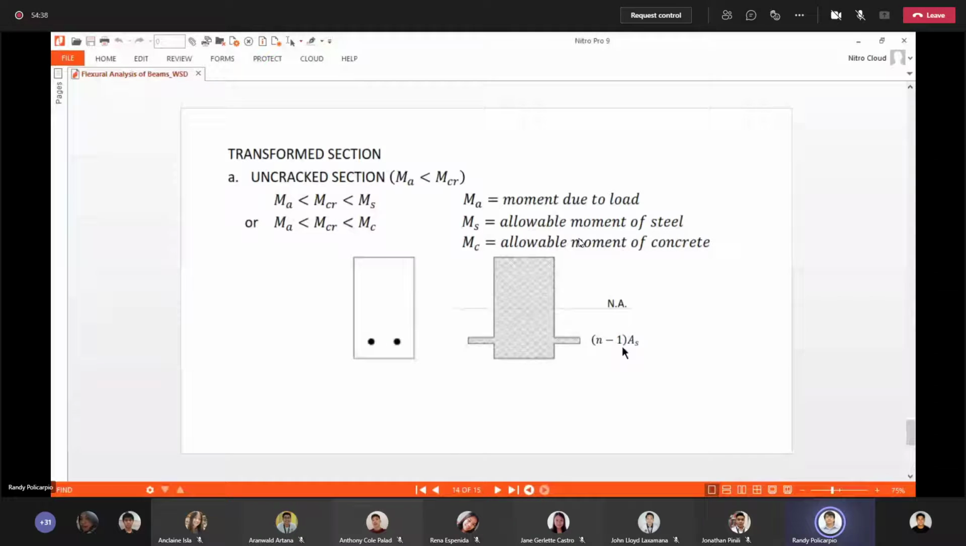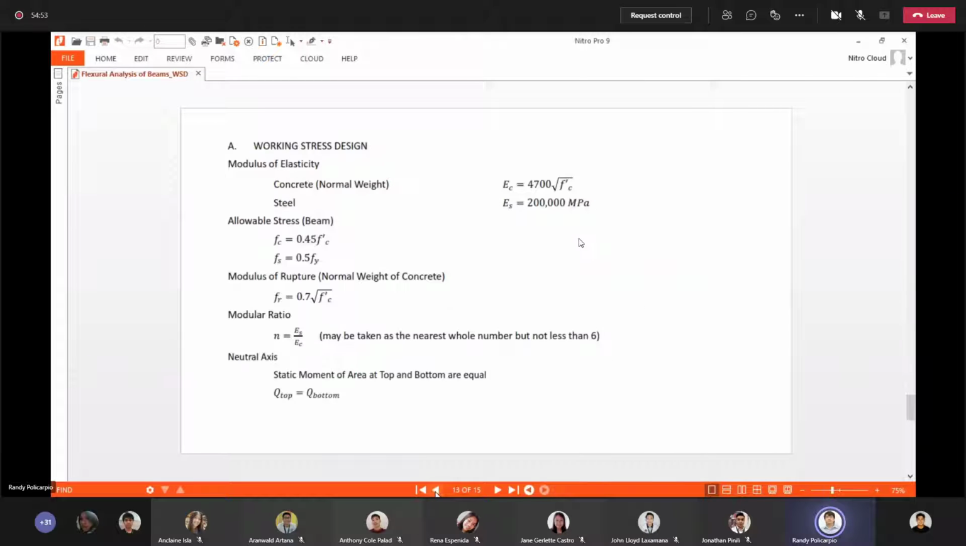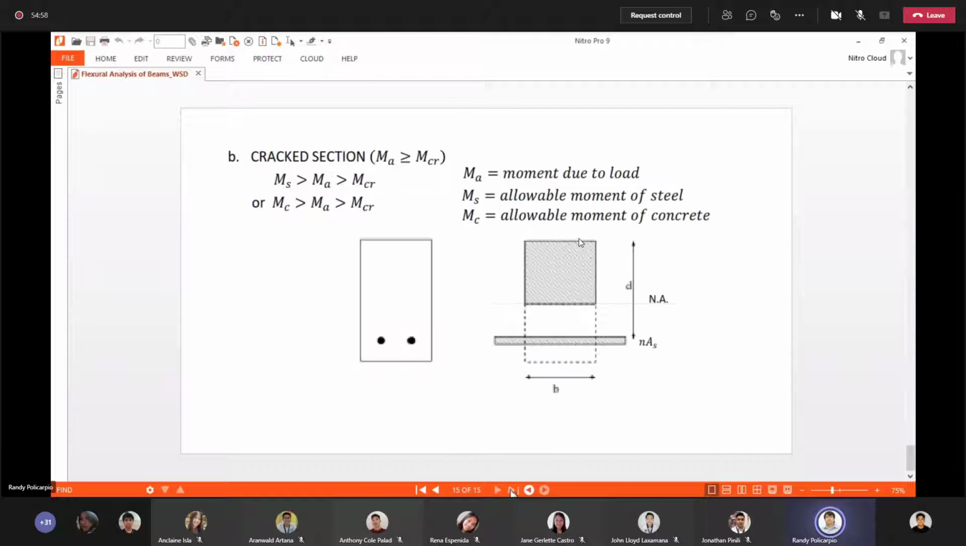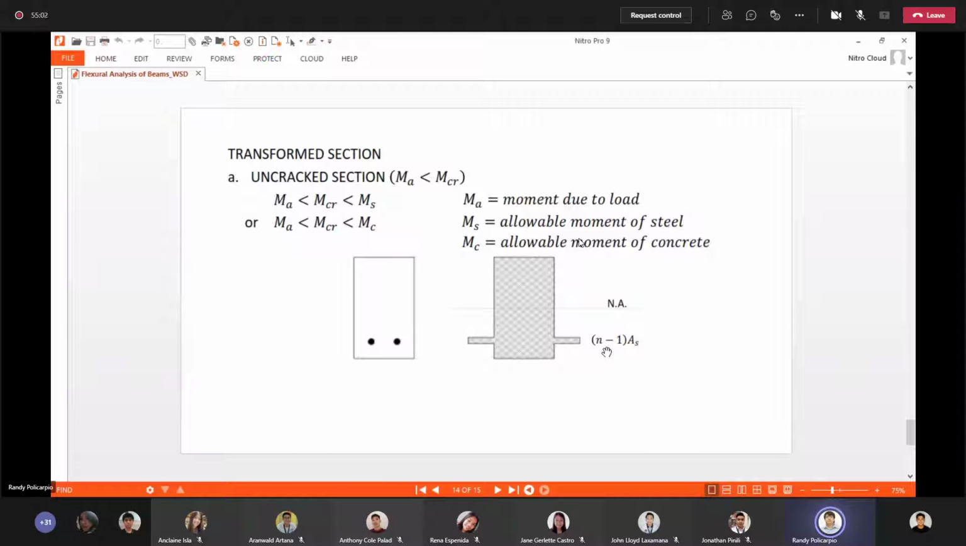N minus 1 multiplied by AS. AS referring to the area of the steel, the total area of the tensile reinforcement. Yung N dito is the modular ratio. Itong modular ratio, yun yung value ng N dito, no? Okay?